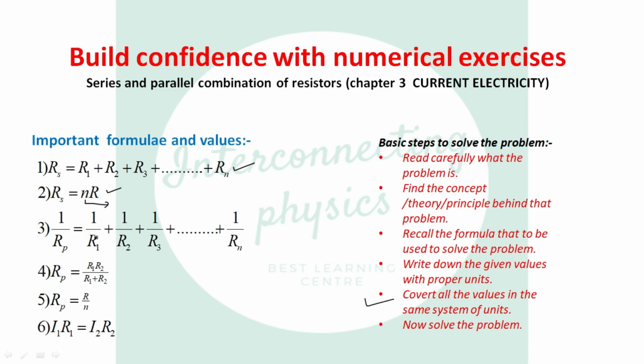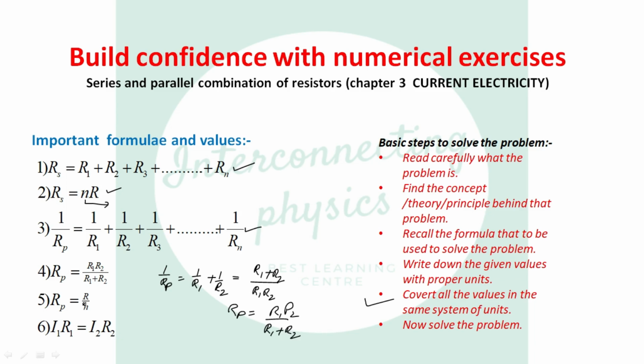And if n resistors are in parallel, then 1 over Rp equals 1 over R1 plus 1 over R2 plus 1 over R3 and so on up to 1 over Rn. And if we have two resistors in parallel, then the result is Rp equal to R1 R2 divided by R1 plus R2. Why? Because for two resistors we can write 1 over Rp equals 1 over R1 plus 1 over R2. If we take the LCM R1 R2, then the result is R1 plus R2 over R1 R2, so Rp will be R1 R2 divided by R1 plus R2.